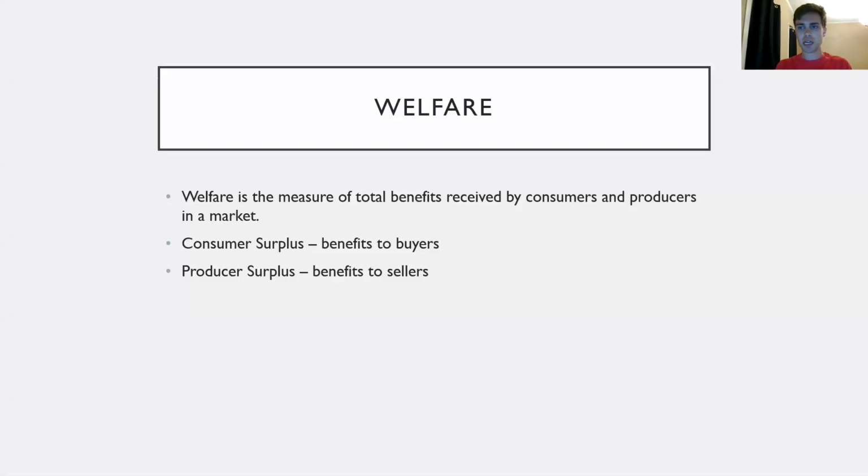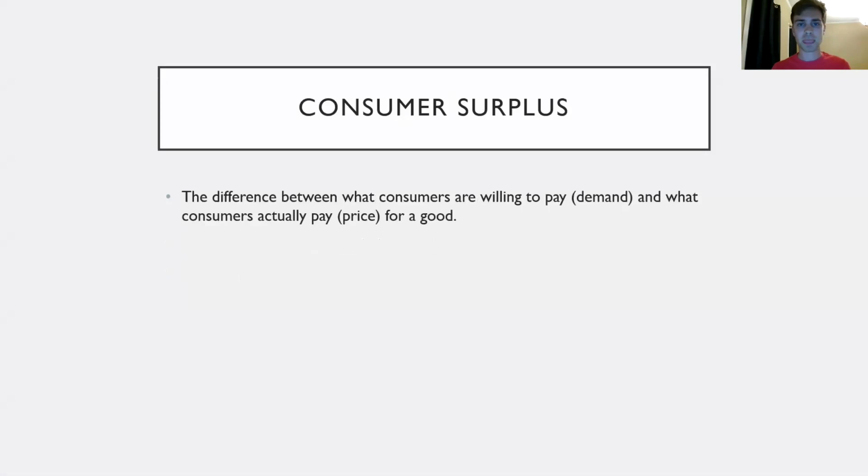So welfare, when I say welfare, I'm not talking about the government handouts. I'm talking about the measure of total benefits received by consumers and producers in a market. So consumer surplus is what we call the benefits to buyers, and producer surplus is the benefits to the sellers. Okay, so let's start with consumer surplus.